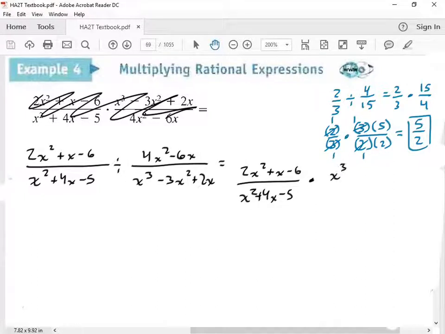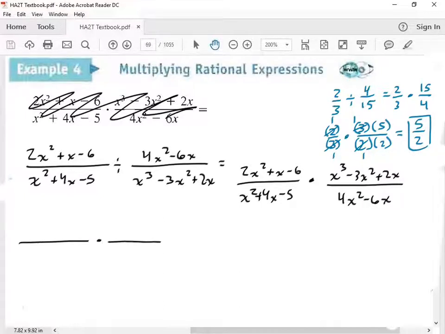Now I'm going to write x to the third minus 3x squared plus 2x on top. On the bottom we have 4x squared minus 6x. So what happened? The second fraction got flipped because we are multiplying now. Now I need to factor all these dudes. Alright, let's do our denominators first.